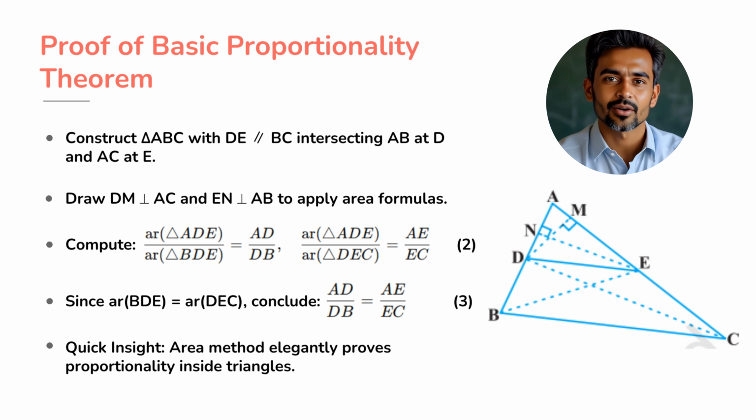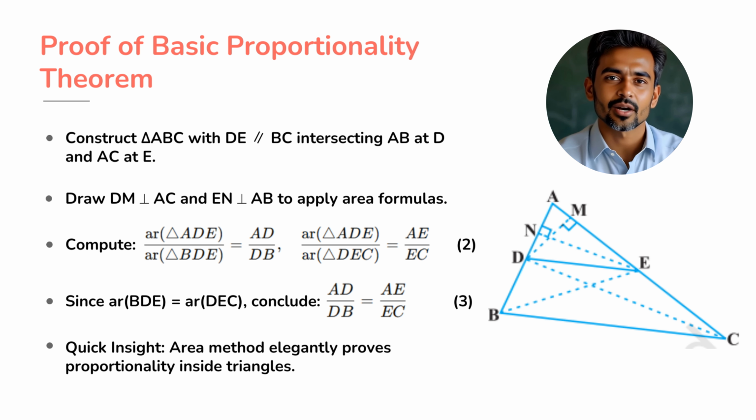Now, since the area of triangle BDE equals the area of triangle DEC, combining our results gives us AD divided by DB equals AE divided by EC. This is exactly what the basic proportionality theorem states. So the proof is complete.